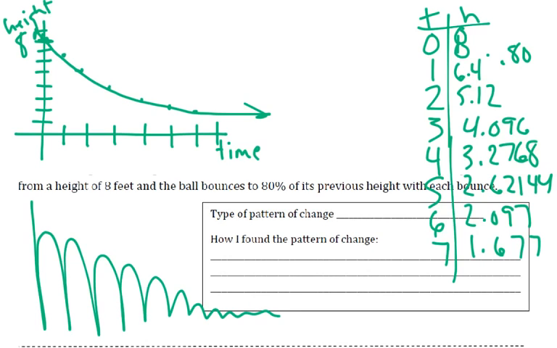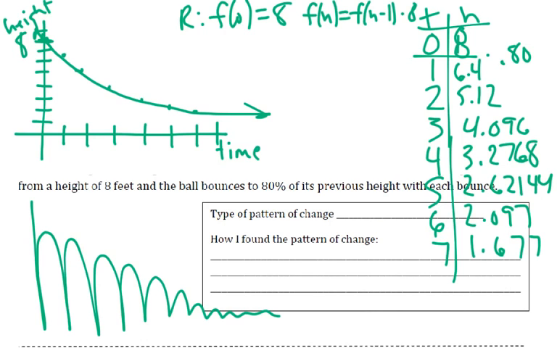Now, a recursive equation. Well, where did we start? So f of 0 was equal to 8. Then what did we do? To get f of n, we went f of n minus 1 times 0.8. So our explicit, what would that look like? It would be f of x, or n, or t. Yeah, let's use t for time. F of t equals, we started at 8, we multiplied by 0.8 to the t. There's all the representations I can think of to do here.